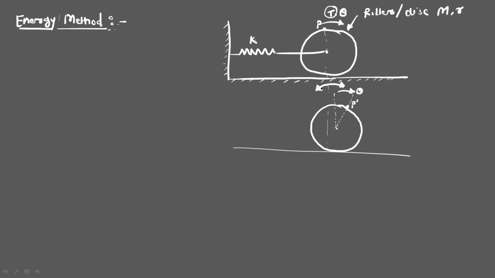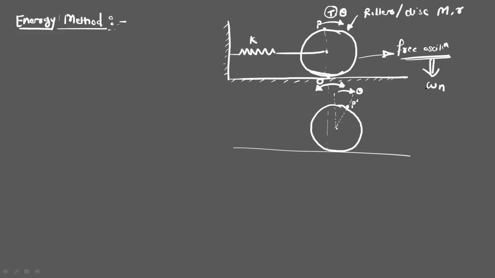The complete system will start vibrating about this point, which is the initial contact of the disk with the horizontal surface. Suppose this point is O. About this point, the disk will oscillate. Basically this will be the free oscillation, and for the free oscillation we will find out omega n. We have already calculated the value of omega n by using the energy method.